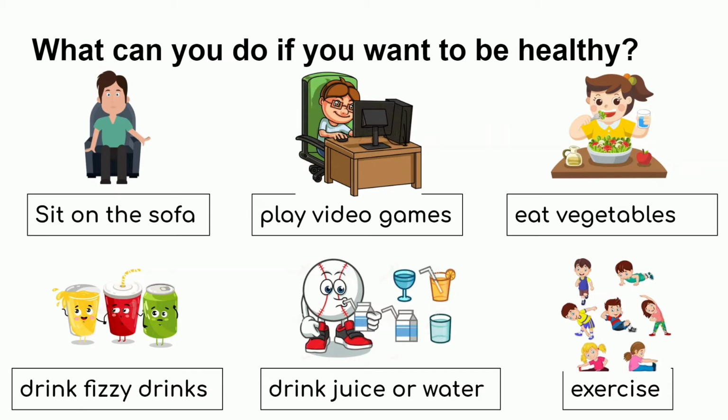Let's review. Number 1, you have to eat vegetables. Number 2, you have to drink juice or water. And lastly, you have to exercise always to have a healthy body and healthy mind. Not sitting on the sofa, not playing video games, and not drinking fizzy drinks.